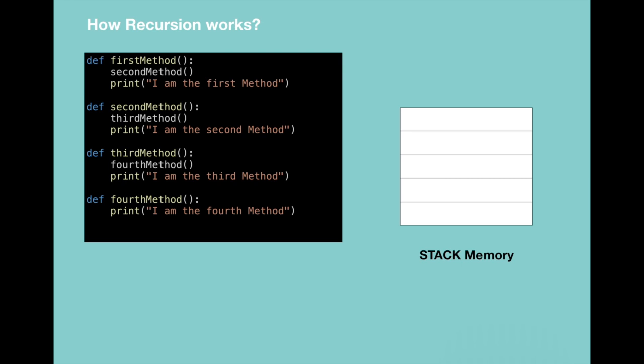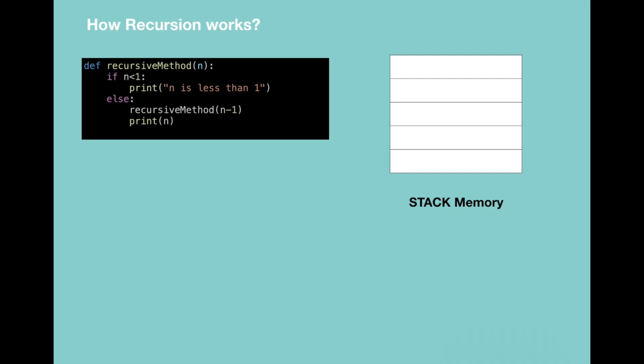Okay, let's see how a recursive method is stored in stack memory. As an example, we will look at this method over here. This is a recursive function that calls itself. First, it checks if the entered parameter n is less than 1. If so, it prints out that n is less than 1, else it calls itself with parameter n minus 1.